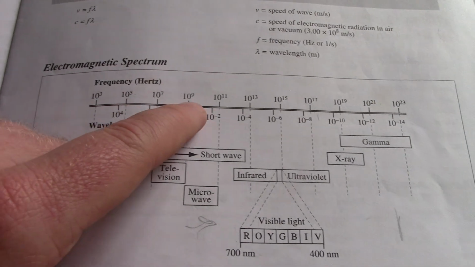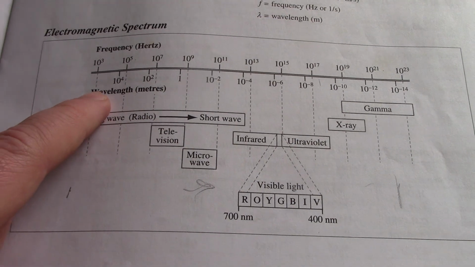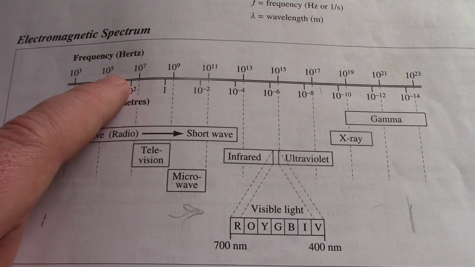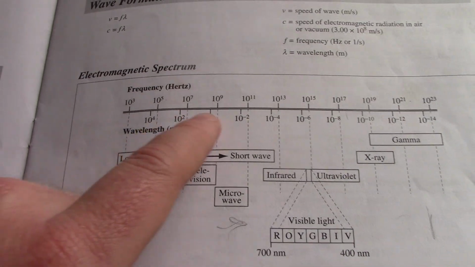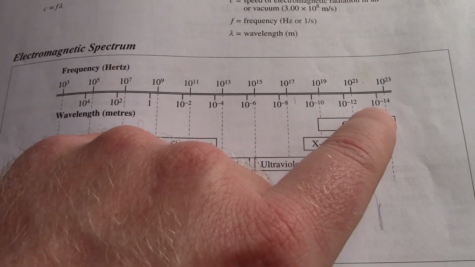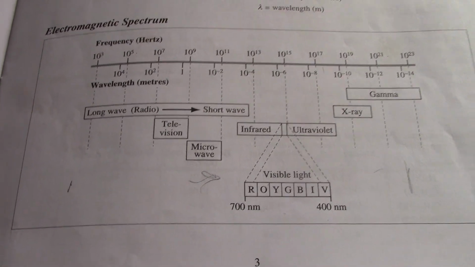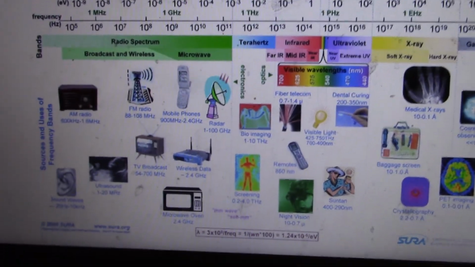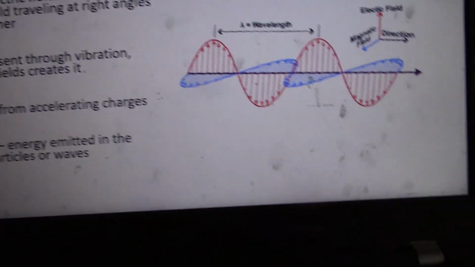So you have frequency above here, and this is measured in hertz, and below is wavelength in meters. So wavelength is longer when frequency is lower, and as frequency increases, wavelength decreases. So that's a trend that you should understand. And you have some common examples of things that run based on these different electromagnetic waves.